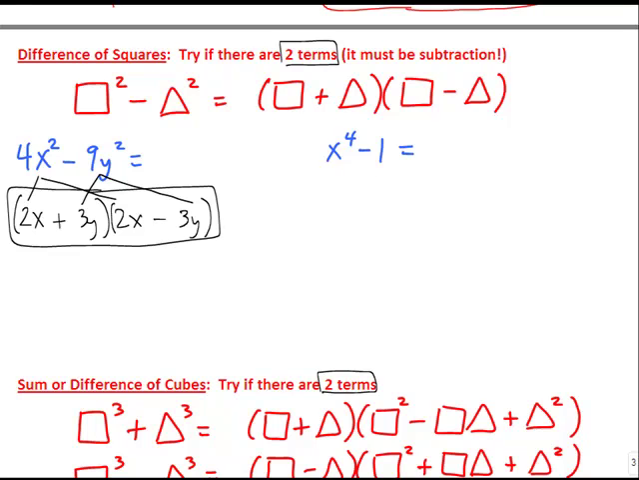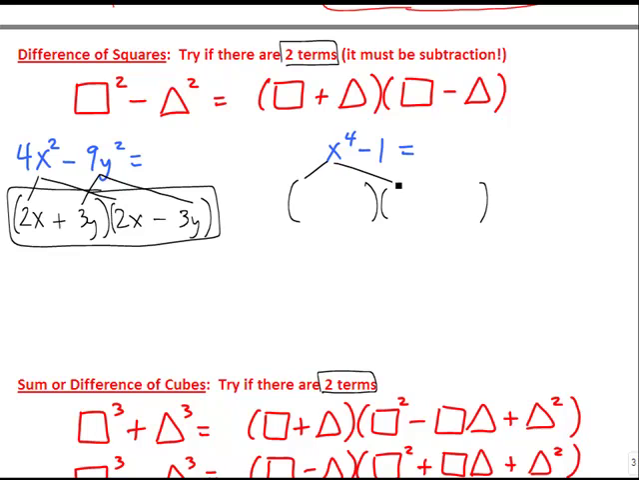Okay? In this next example, we have x to the fourth minus 1. We only have two terms. There is subtraction in between. X to the fourth is a perfect square because it's an even power. The square root of x to the fourth would be x squared. And 1 is a perfect square because the square root of 1 is just 1. So we can use our difference of squares pattern on this.